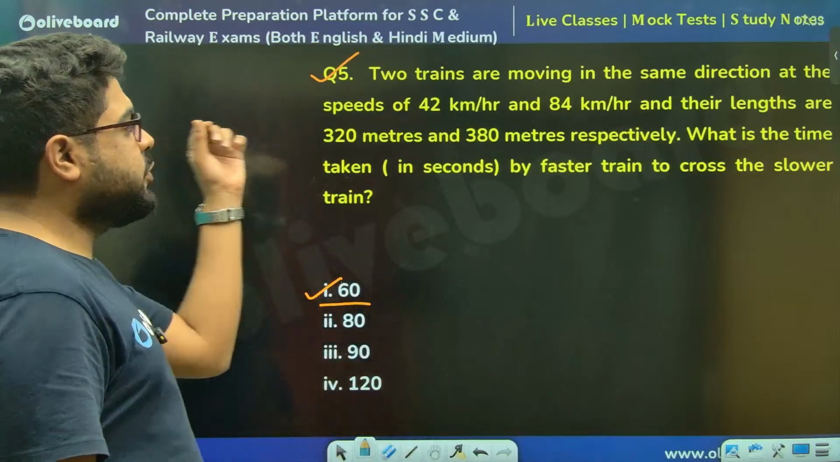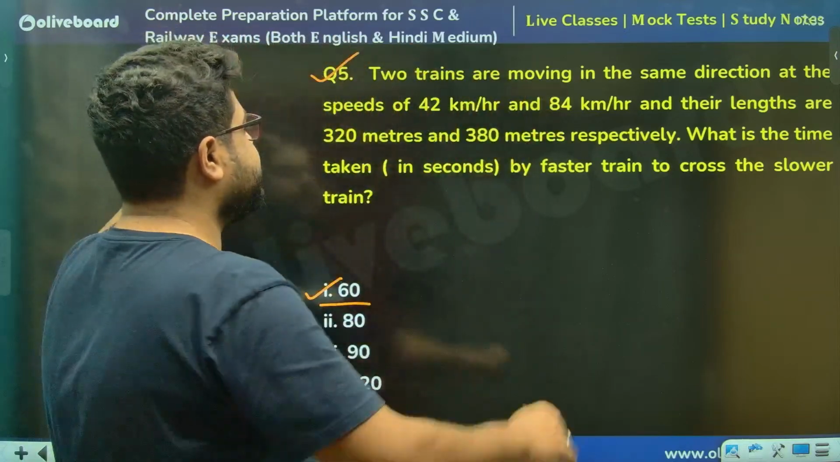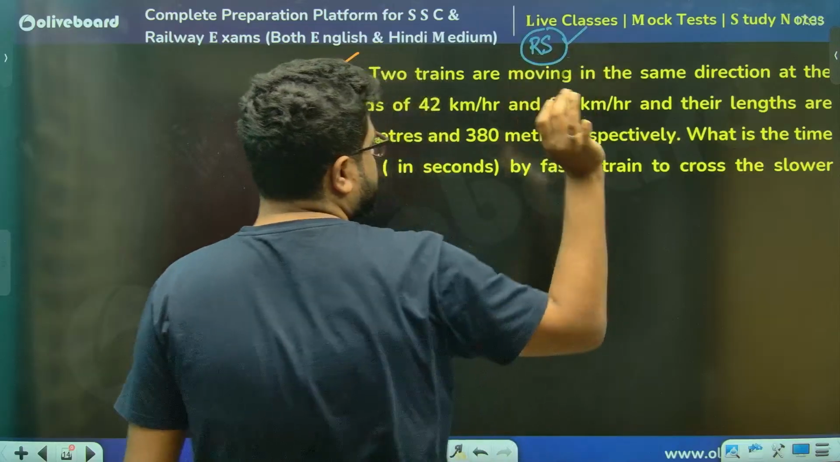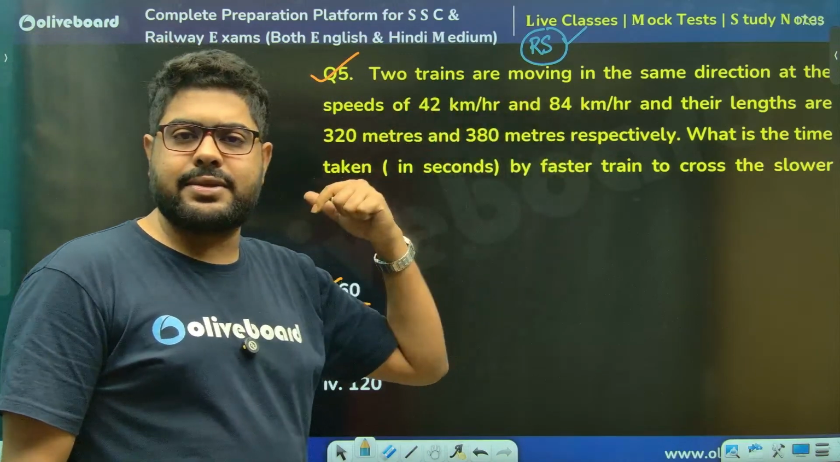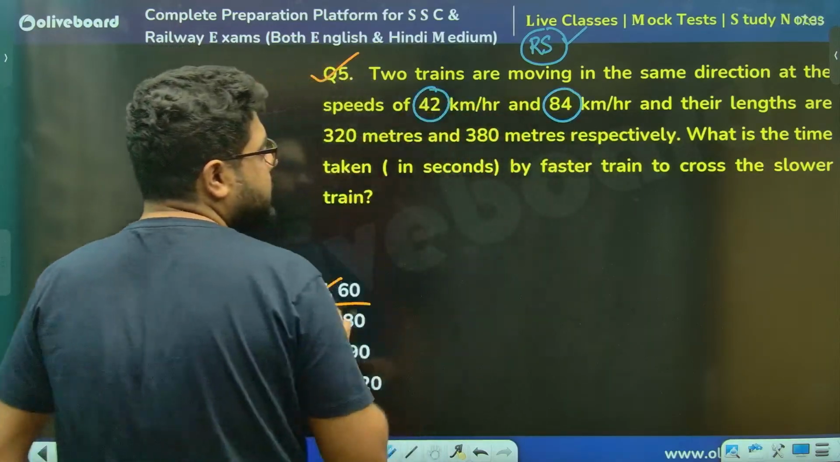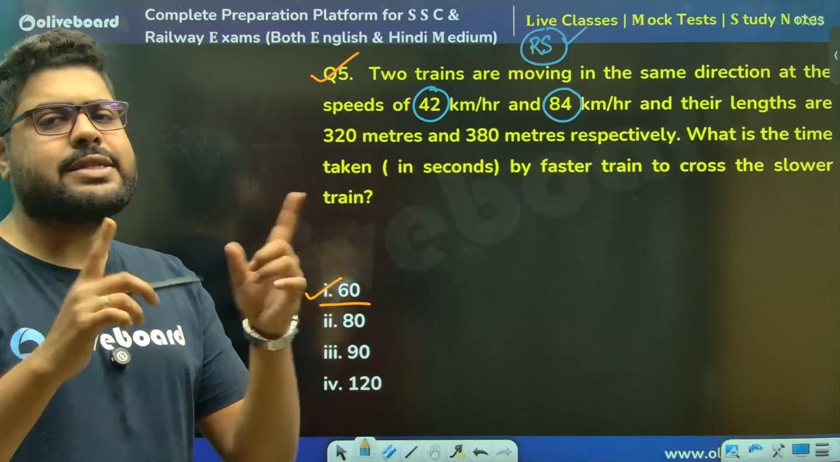So two trains moving in the same direction. Both are moving, means first things first, relative speed concept will come for sure. Relative speed, same direction, it will be minus. So that will be 84 minus 42. Now, in order to cross each other, what was the crossing concept, sir?